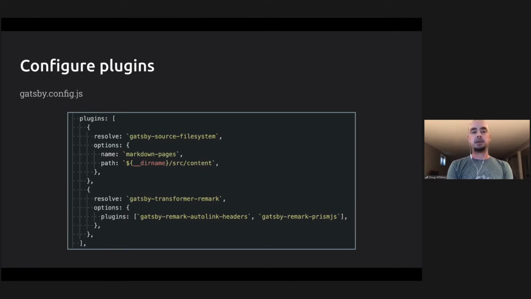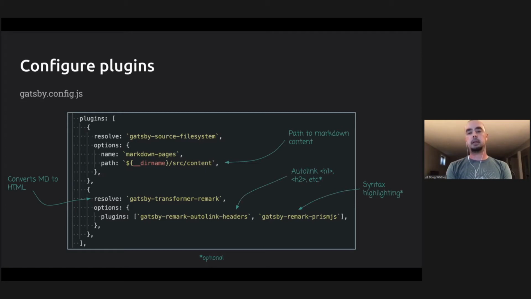A bit of configuration here. So you can see the path for our file system plugin references. In this case, I used a directory called content to hold all of my Markdown files. And you can also see the transformer plugin, which again is used to transform Markdown to HTML. And these are a couple of additional plugins used during that process. Not necessary, but provided some additional capability there.